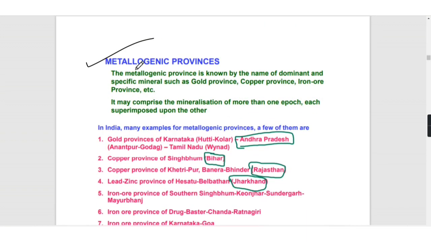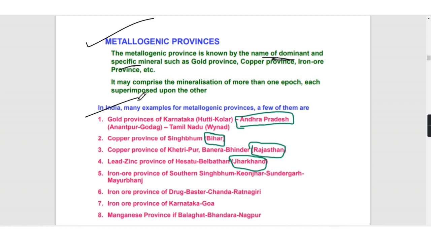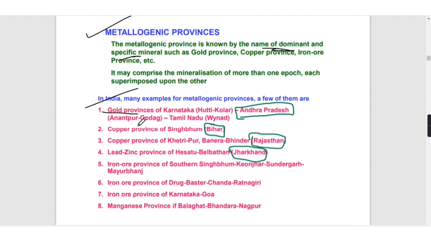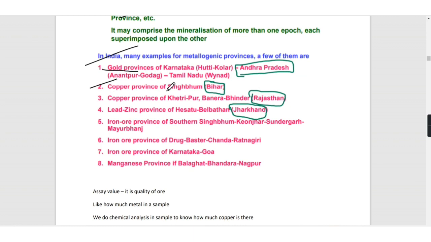What is a metallogenic province? A metallogenic province is named after the dominant specific mineral. Okay, so if at a place the dominant mineral that is found is, say, gold, then we will put gold in front of province. If we find gold in area X, if you found a dominant mineral which is gold, so we call it a gold province. If we found in place B copper in high concentration, we call it a copper province. Okay, so it is like that. So in India there are various examples like the gold provinces of Karnataka and Andhra Pradesh, the copper province of Singhbhum in Bihar. So these are its examples.